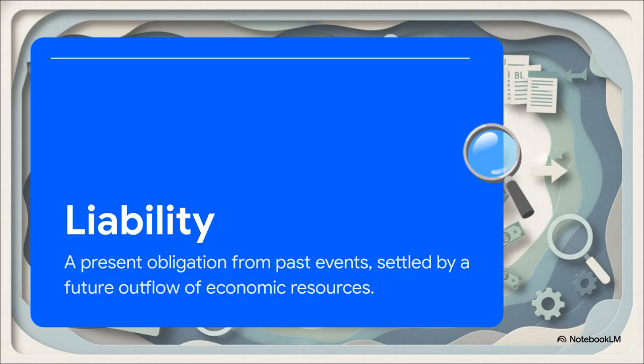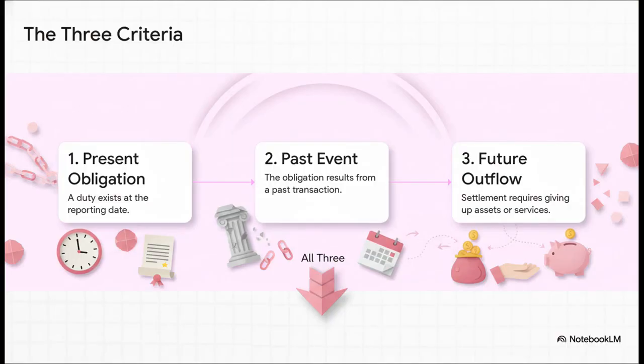So what you're looking at is basically a 3-part test that every single potential liability has to pass. It has to be a present obligation, it must come from a past event, and it has to require a future outflow. Let's break that down. The big takeaway here is that this is an all-or-nothing deal. An item has to meet all 3 of these criteria. A maybe future obligation doesn't count. An event that might happen next year doesn't count. If you don't actually have to give something up in the future, you guessed it, doesn't count. You have to check all 3 of these boxes.